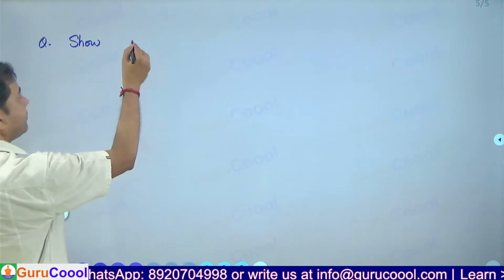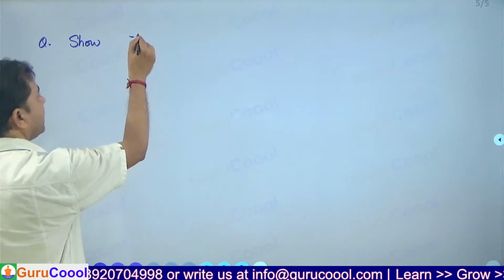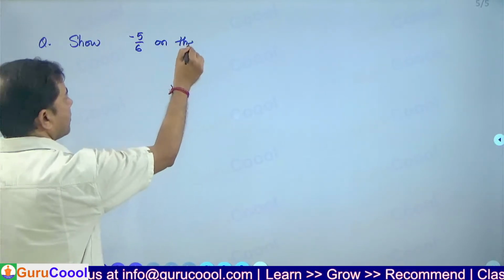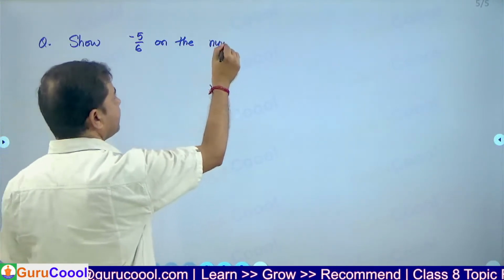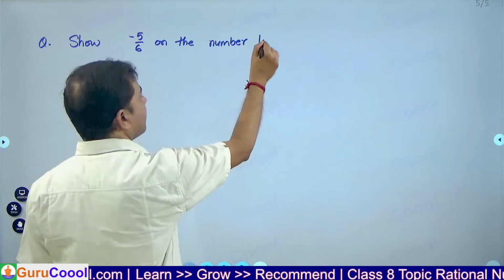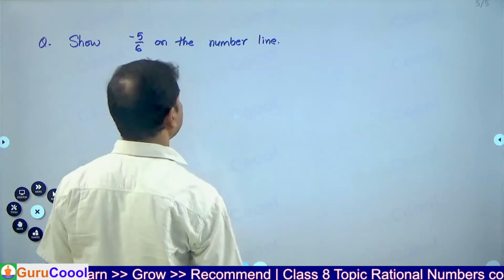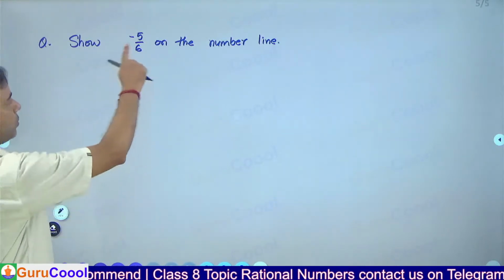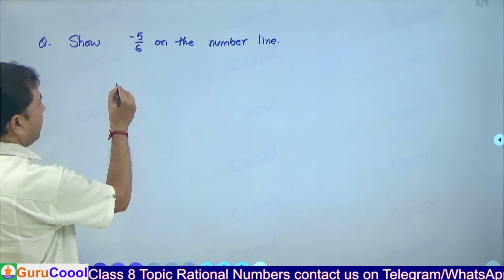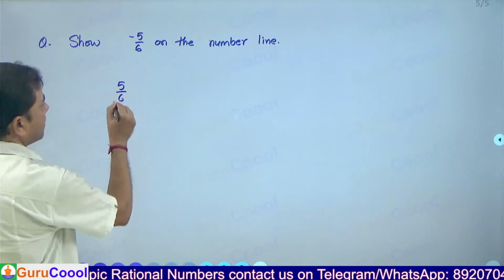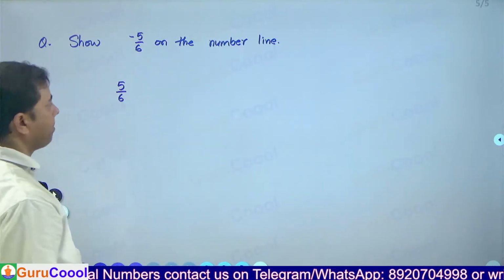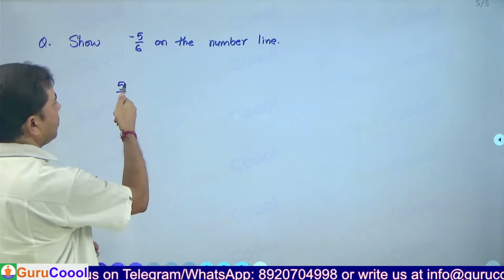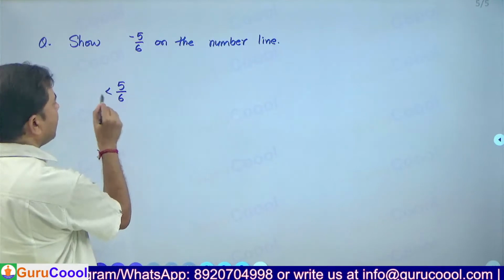So, minus 5 by 6 on the number line. How to show it? To do this question, let us first understand if it was positive 5 by 6 to show on the number line, how we could do it. 5 by 6, since numerator is smaller, that means it is between 0 and 1.